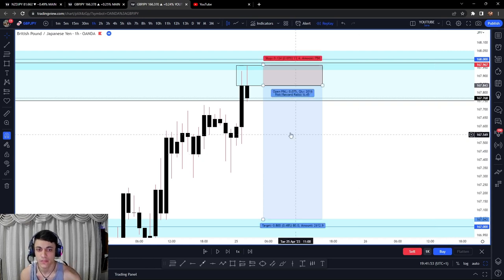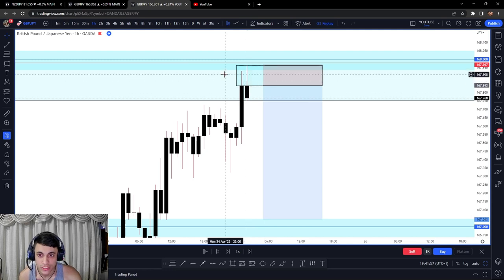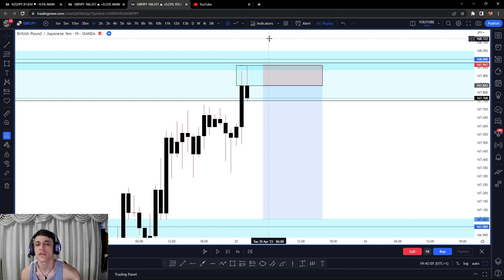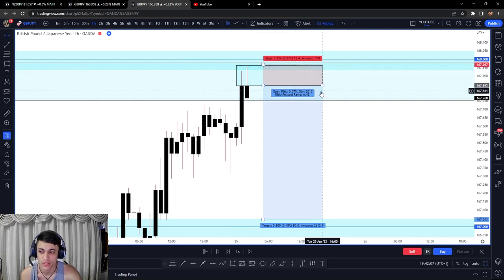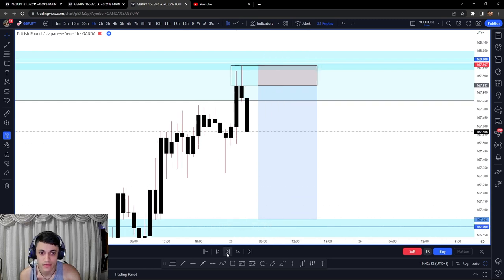Just set a limit, and once the market comes back into that 1-hour region, not the 4-hour, you can take the trade. Don't take trades blindly on the 4-hour because the zone might be too big. So I want you to refine it down to the 1-hour time frame. Then you'll have a 12 pip stop loss, which is not a big deal. Beautiful. So then grab your tool and let the market play out.